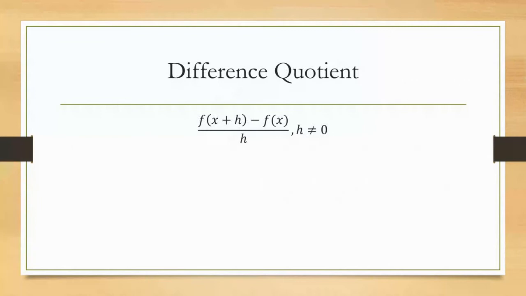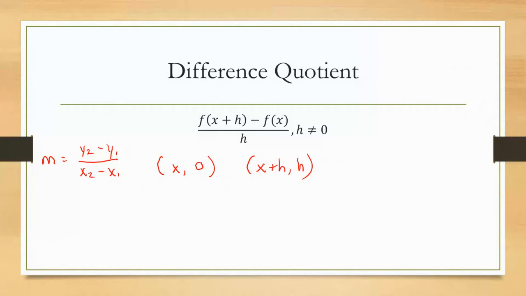Okay, now the difference quotient. So this is the formula for a difference quotient. It is very similar to slope, and in fact it kind of is the slope formula. So the slope formula is y2 minus y1 over x2 minus x1. So let's say you were given two ordered pairs, x and 0, and then x plus h and h as your two ordered pairs.